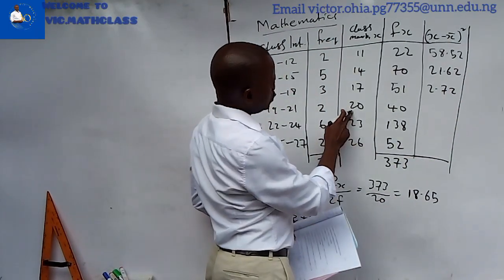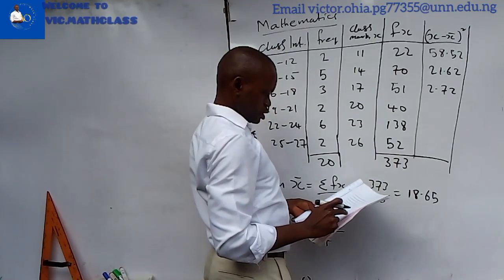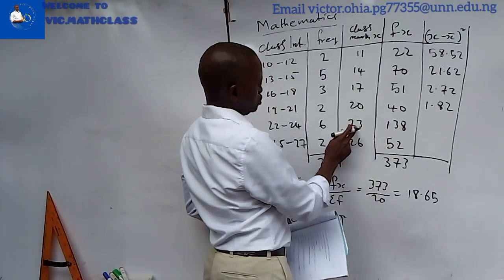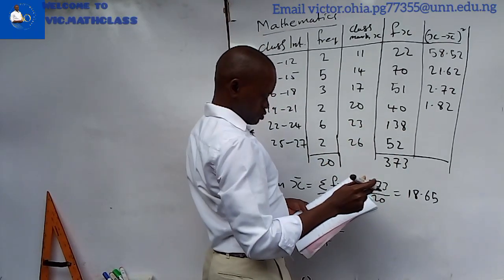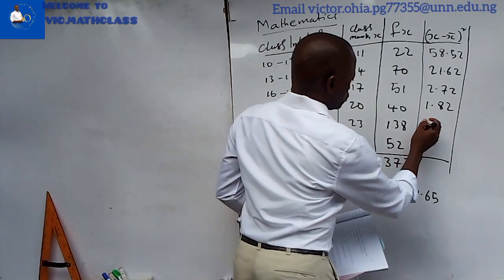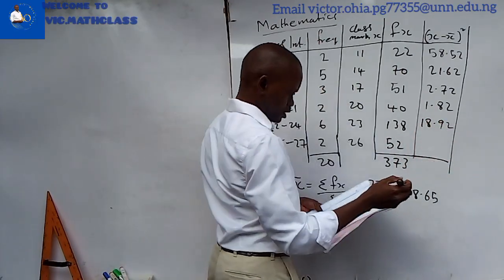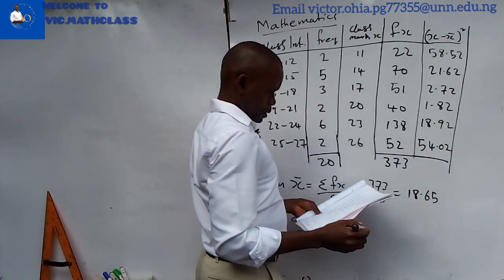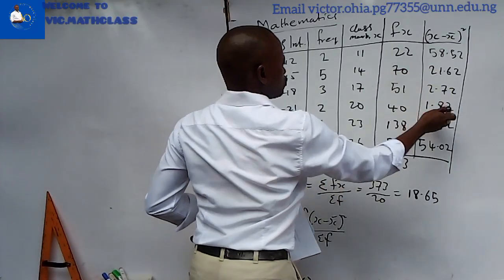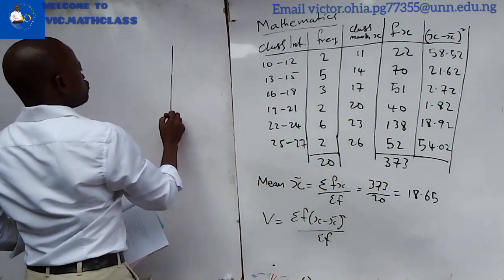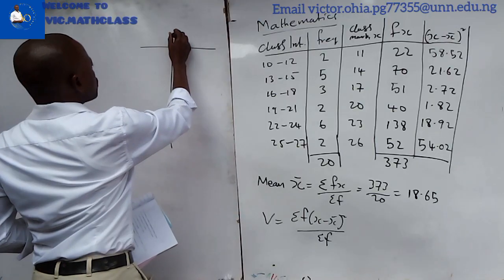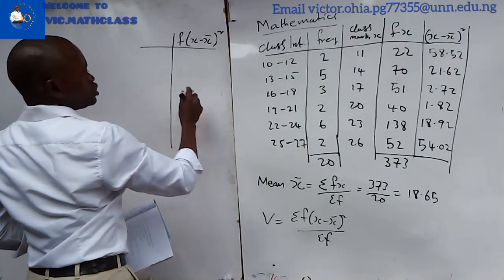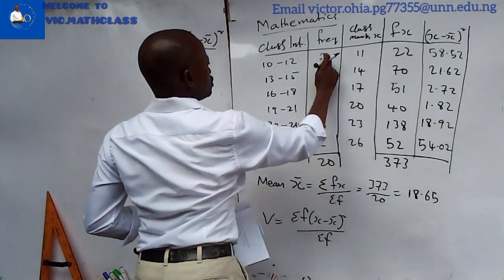Take again 20 minus 18.65. The result, square it. You get 1.82. This minus this squared will give us 18.92. And finally, you will get 54.02. And each of these things now, let me come over here and create the column for frequency into x minus x bar squared. So each of these times the frequency.